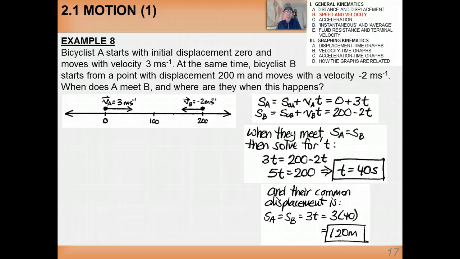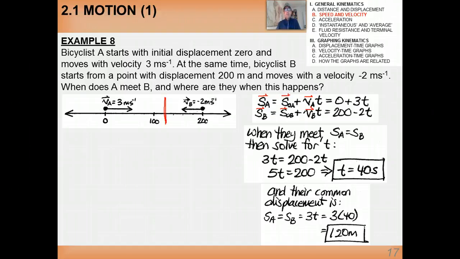You might notice that I'm using the terms displacement and distance a little bit loosely here, so I'm going to be a little more rigorous about it. These really should all be vectors. These are displacement vectors, and these are velocity vectors. I just want to clear that up because I have been going back and forth between distance and displacement. So the common displacement is 120 meters, and they meet somewhere right in here.